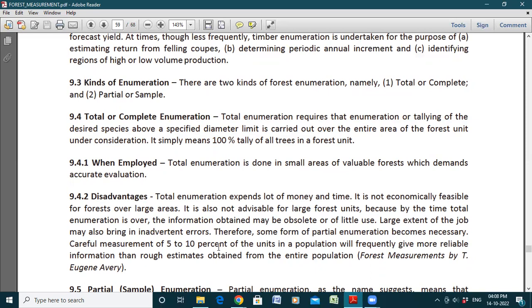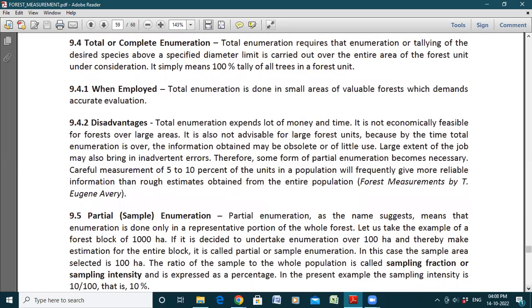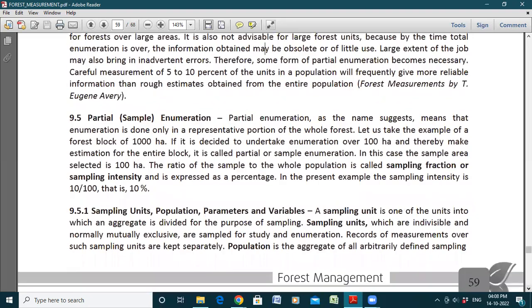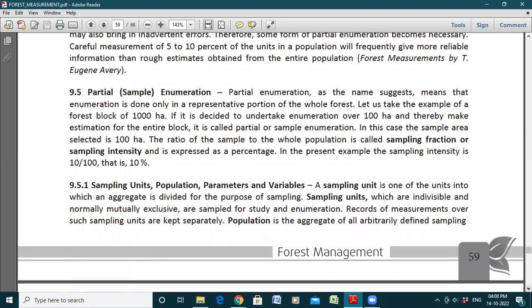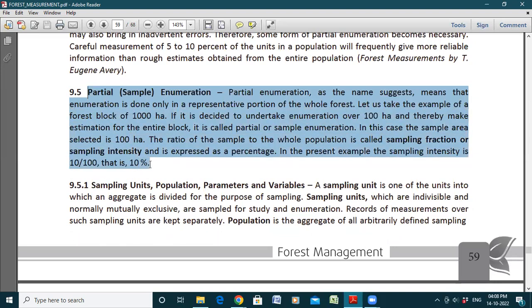Careful measurement of 5 to 10% of the units in a population will frequently give more reliable information than a rough estimate obtained from the entire population. Right? So, considering a part of the population rather than the whole can sometimes give better information. So, partial or sample enumeration.